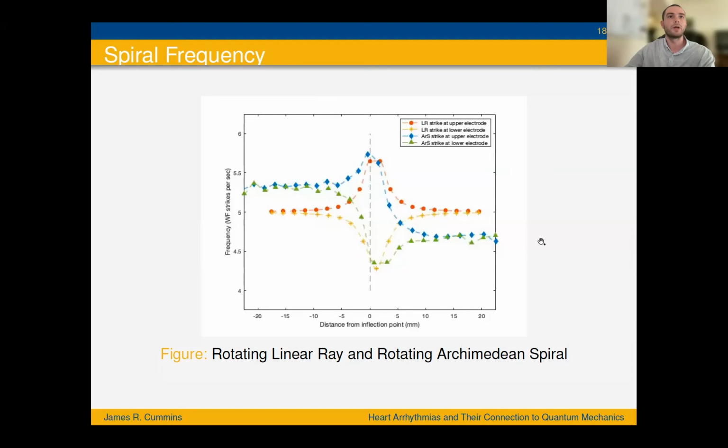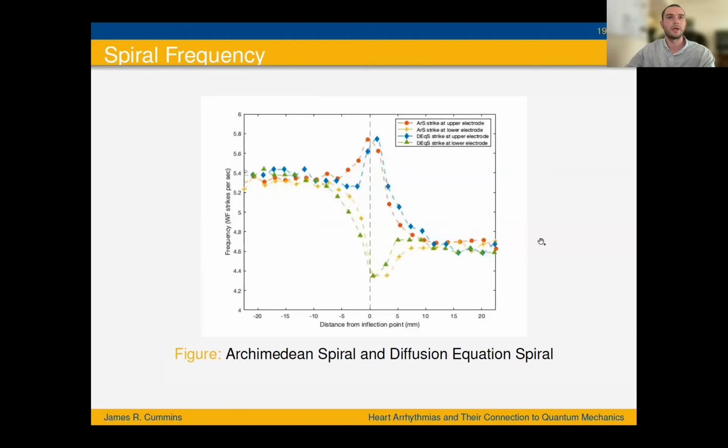Now, here is what it looks like for the diffusion equation compared to the Archimedean spiral. So same general shape here. For red, we see the top electrode strikes, and in yellow, the bottom electrode strikes for the Archimedean spiral. And in blue, we see the top electrode strikes for the diffusion equation, and the bottom electrode strikes in the green plots here, okay, for the diffusion equation.